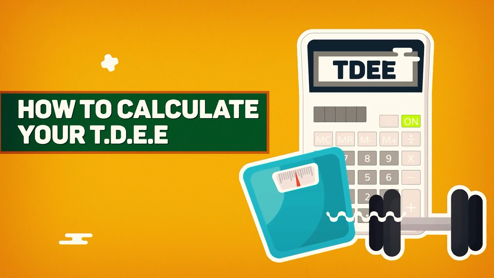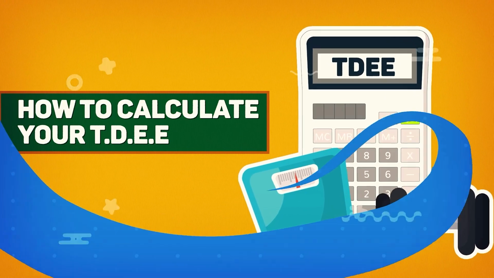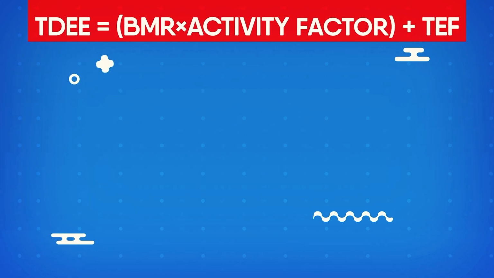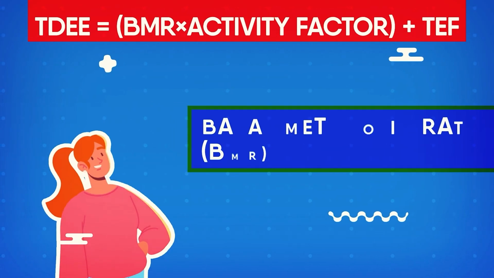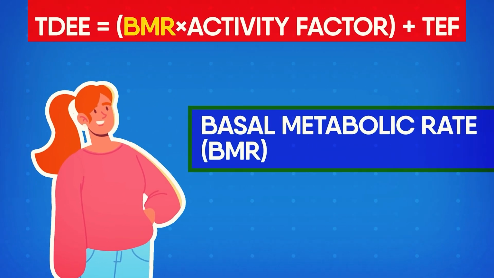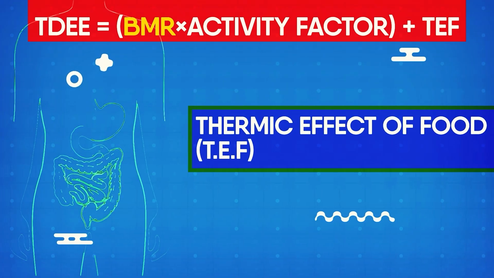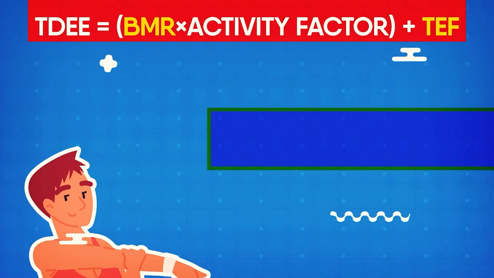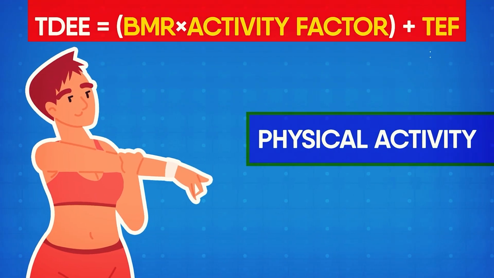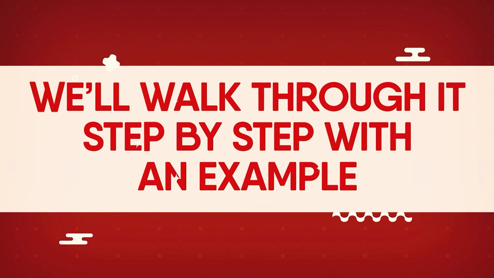How to calculate your TDEE. It's all about putting together a few key pieces of information: your basal metabolic rate, BMR, the thermic effect of food, TEF, and the calories burned through physical activity. It's easier than you might think, and we'll walk through it step by step with an example.